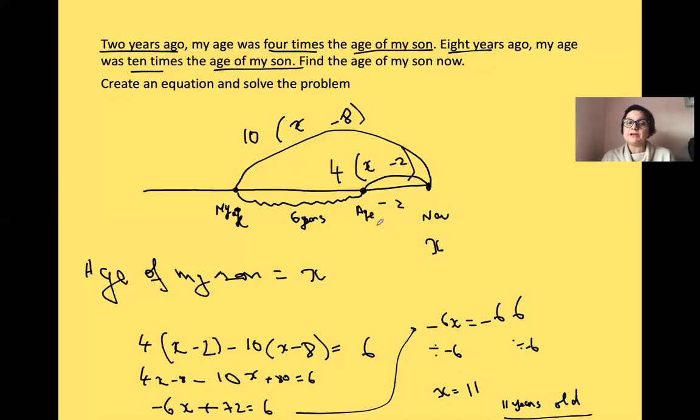And try and go and substitute and have a look and see if it makes sense. So 11 take away 2, he was 9 years old here, and 11 take away 8, he was 3 here. And how old was I 2 years ago? I was 9 times 4, so I was 36 here, and here I was 30. See, everything makes sense, everything matched, 30 to 36, a 6 years gap, and so on.